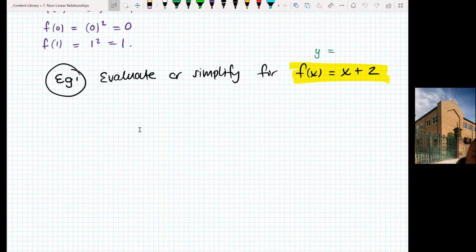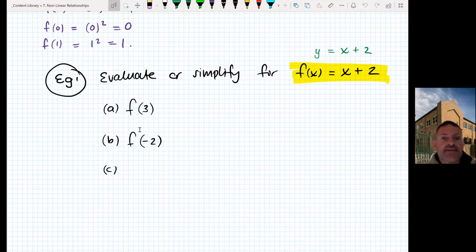But then it might give you some things to evaluate. For example, f of 3, f of -2, f of 0. Now, what that simply means is, because remember, this is using f of x notation, it's basically saying, instead of putting the x there for x plus 2, can you now replace it with a 3? Can you replace it with a -2? Can you sub in x equals 0?